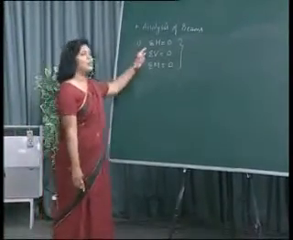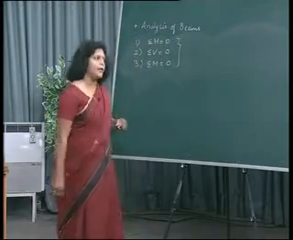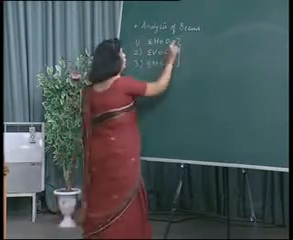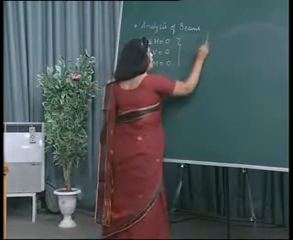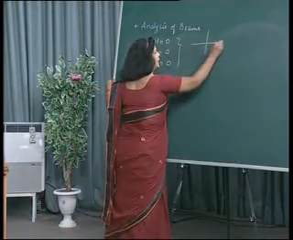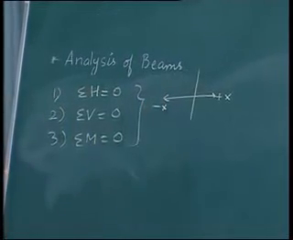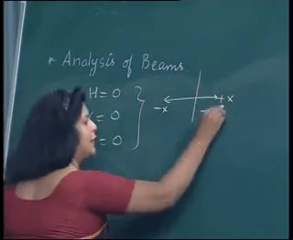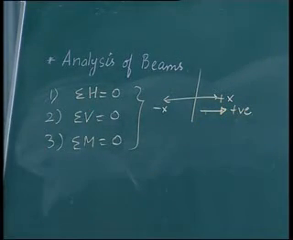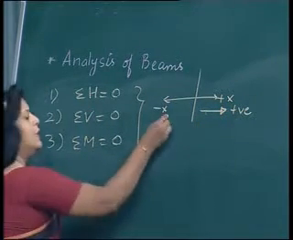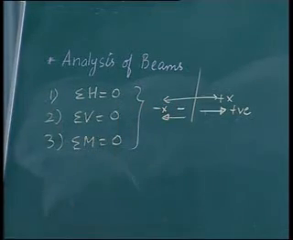Now, when I talk about algebraic summation, it means we have to consider the sign convention. What are these sign conventions? To start with, for sigma H, the algebraic summation of horizontal forces, we have a positive x axis as well as a negative x axis. If the force is moving towards the positive x axis, we consider it positive, and if the force is moving towards the negative x axis, the sign for horizontal summation is considered negative.